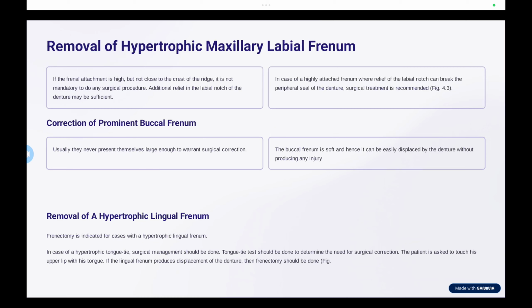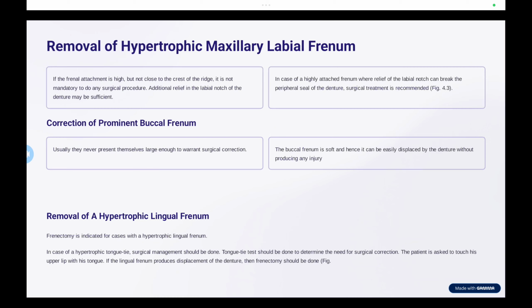Now, removal of hypertrophic maxillary frenum. If the frenal attachment is high but not close to the crest of the ridge, it is not mandatory to do any surgical procedure, as providing additional relief to the labial notch of the denture may be sufficient for the denture insertion. In case of a highly attached frenum, where relief of the labial notch would not be sufficient and can break the peripheral seal of the denture, surgical treatment is recommended, as an excessive or highly attached frenum will reduce the retention and stability of the denture.